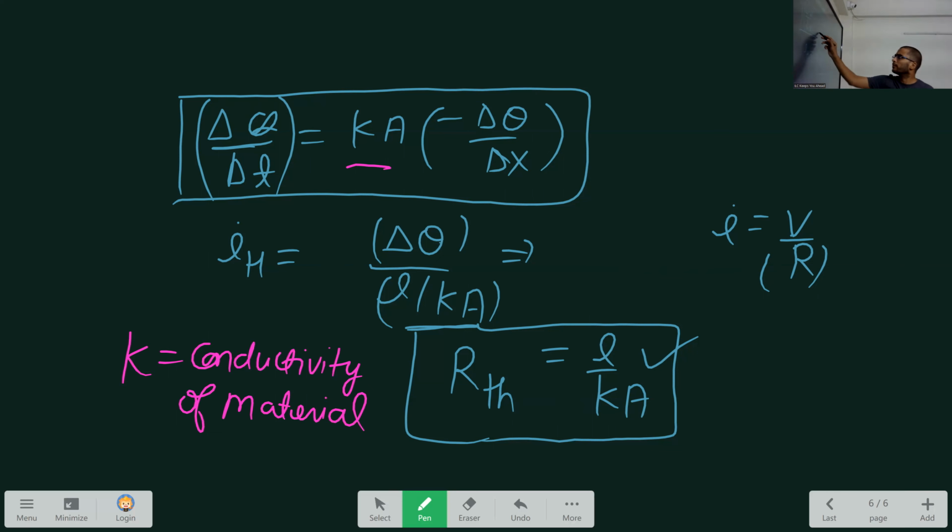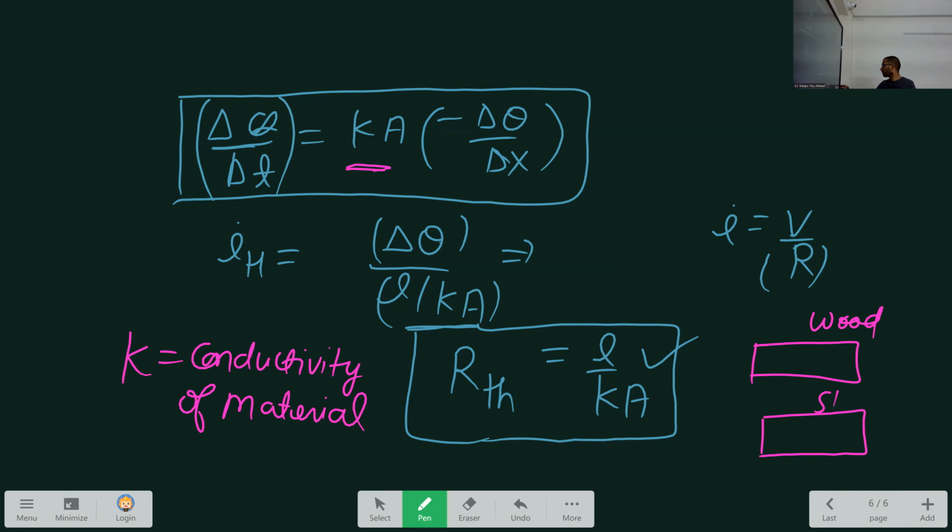Now students, this conductivity, notice that suppose we are taking two rods, one is made of wood and the other is made of steel. Suppose they have the same temperature difference, same delta x, same. So you might notice that the rate of heat transfer through steel will be much larger than the rate of heat flow through wood. What is the difference? The difference there is of K, right? The value of K for steel is much larger than wood.